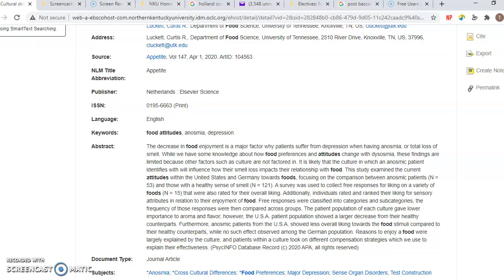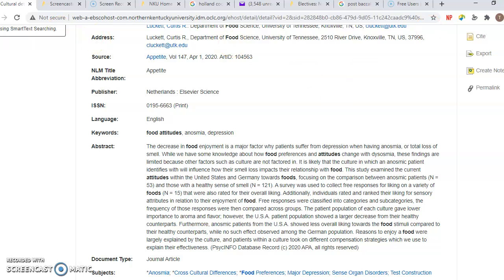And this one, according to the abstract, resulted in exactly that: most of the anosmic patients have a negative attitude towards a lot of food because they cannot taste it or smell it, versus the other group having a positive attitude. This is my first one that I researched.